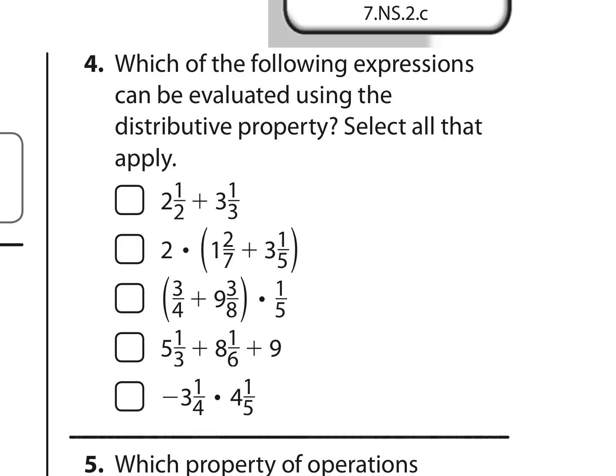Number 4, which of the following expressions can be evaluated using the distributive property? Select all that apply. Distributive property takes a number outside the parentheses that's multiplied by the parentheses and distributes that number to each term within the parentheses, which of course are separated by addition or subtraction. So the second and the third choices both would show distributive property because we can distribute 2 to each term in choice B, the second choice. And we can also distribute 1/5 to each term in C, the third choice.